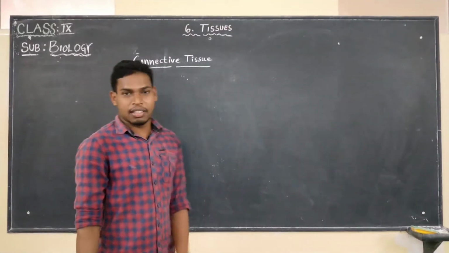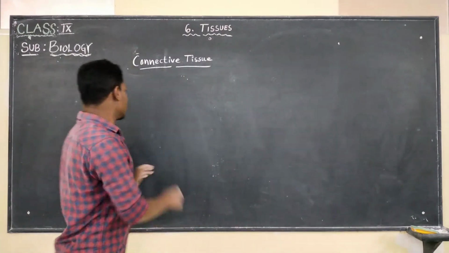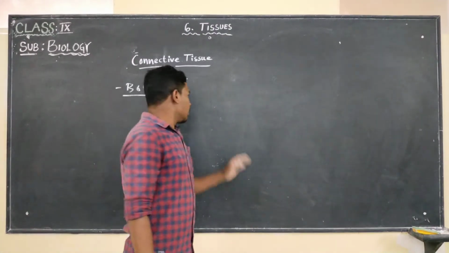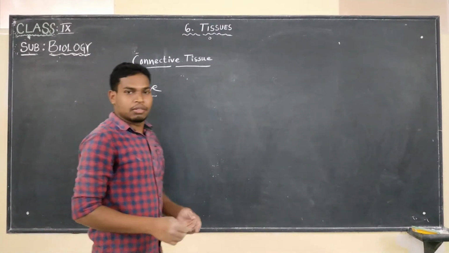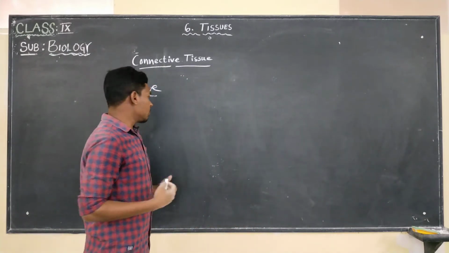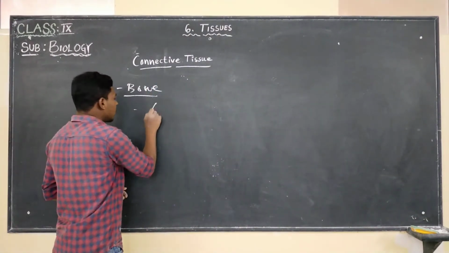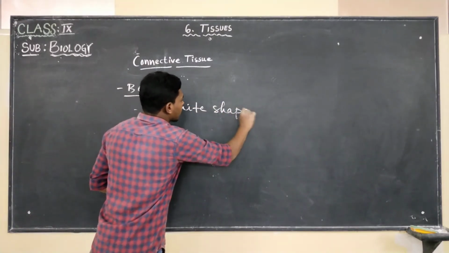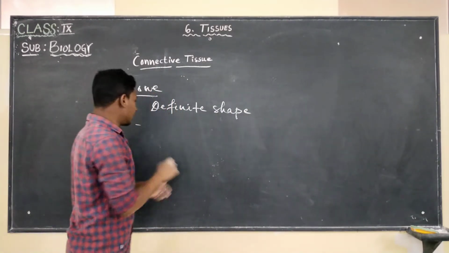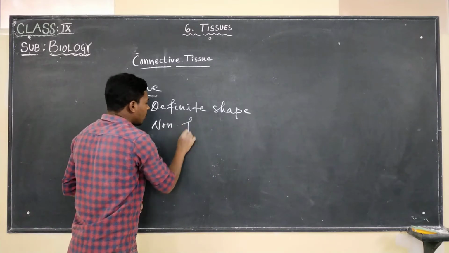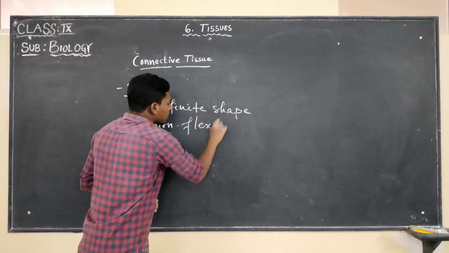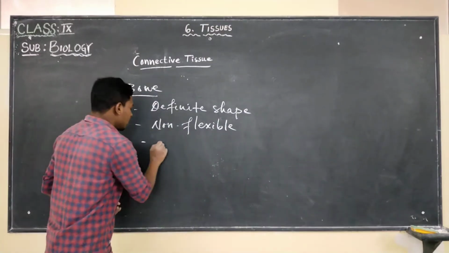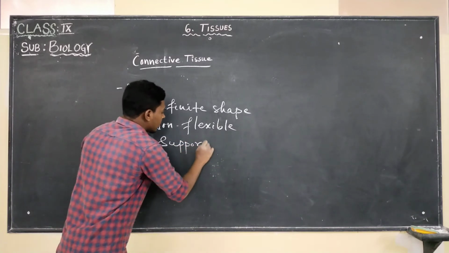Okay, and the next connective tissue that we are going to see is bone. Bone is another connective tissue. It provides support. It gives us a framework and provides definite shape. These bones are non-flexible, and bones support different organs.